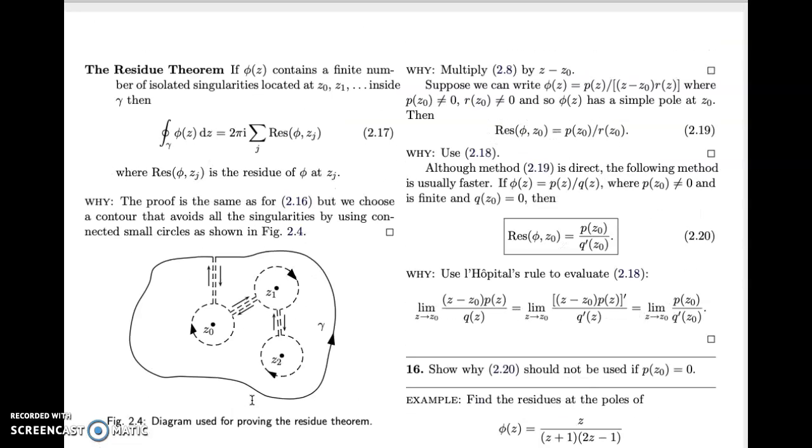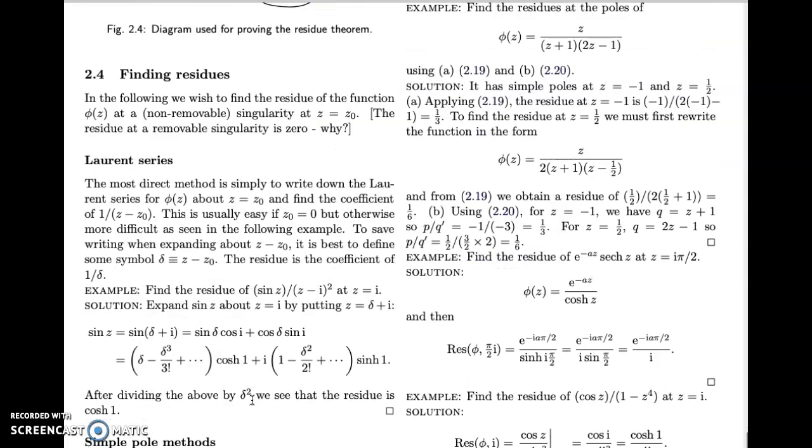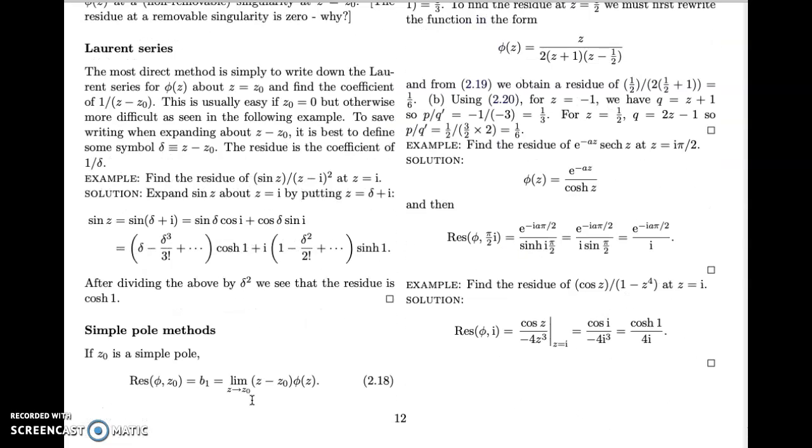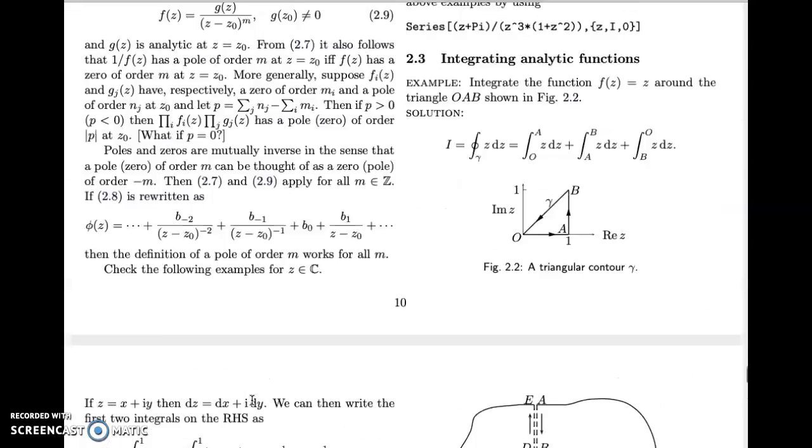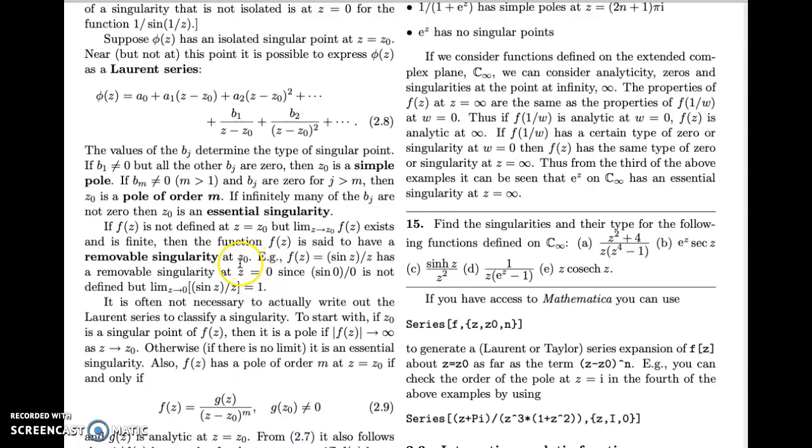Okay, so it's fairly obvious why that's true. All we need to do is multiply the Laurent series by Z minus Z0, so that's 2.8. Where's that gone? Here. So if you imagine multiplying this by Z minus Z0, what's going to happen? And then letting Z tend to Z0. So if we multiply this by Z minus Z0, all of these things are going to have Z minus Z0, which as Z tends to Z0 will give you 0.